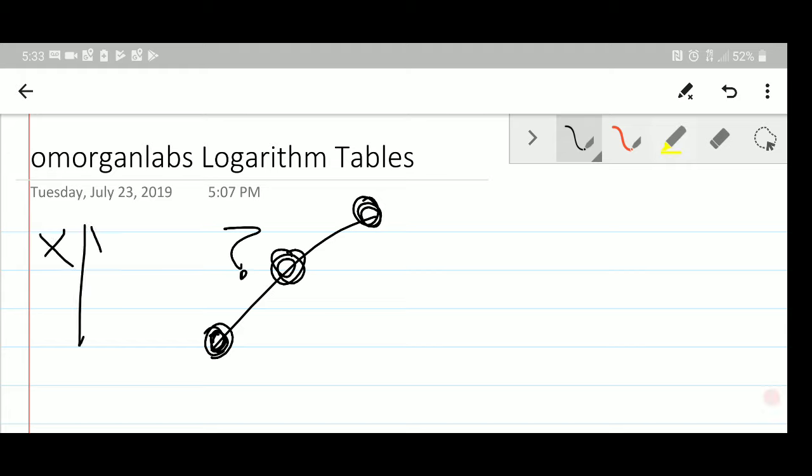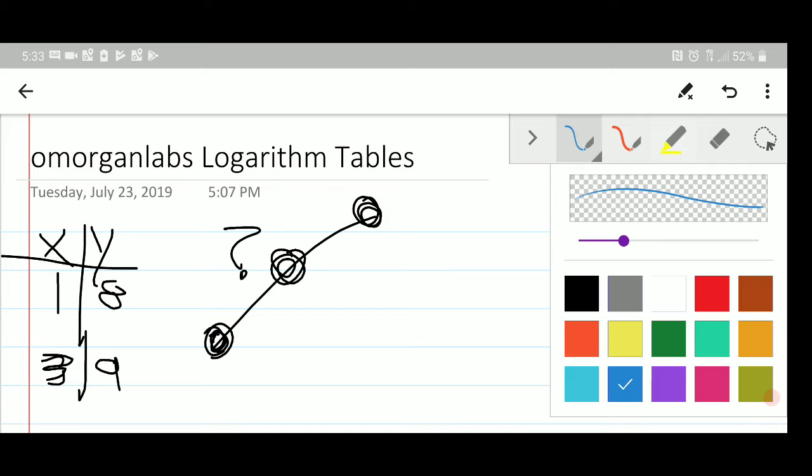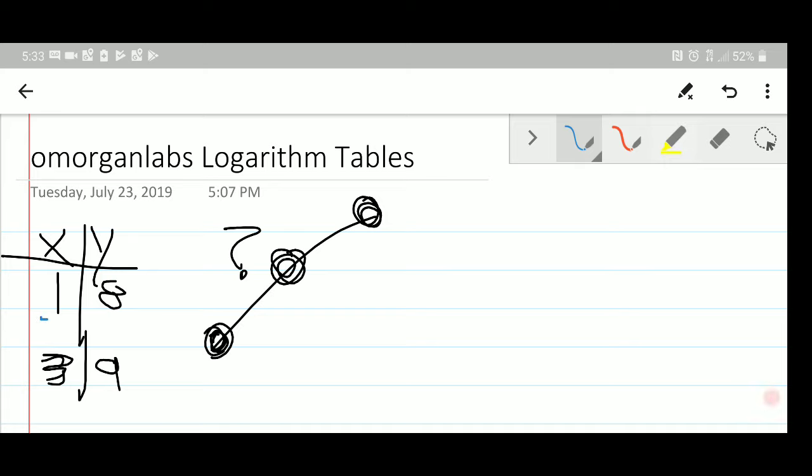Let's say we have a table: 1, 8, 3, 9. This is an easy one where you can kind of see what's going on. Now, just by inspection, y is going to be 8.5. But that's good. You need examples like this to have a memory point so you'll never forget it.